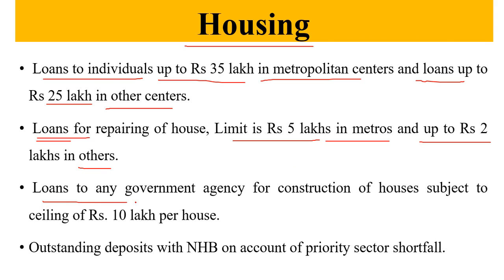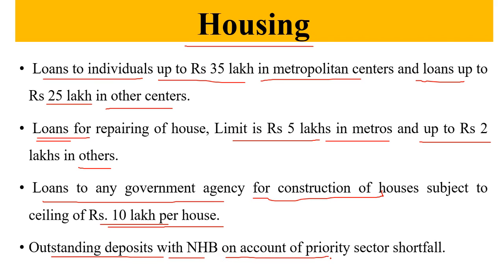Second, the loan is given to any government agency. If a government agency is constructing houses for people, then that loan is given for 10 lakh rupees per house. Then there are outstanding deposits with National Housing Bank on account of priority sector shortfalls. So even housing loans come under priority sector.